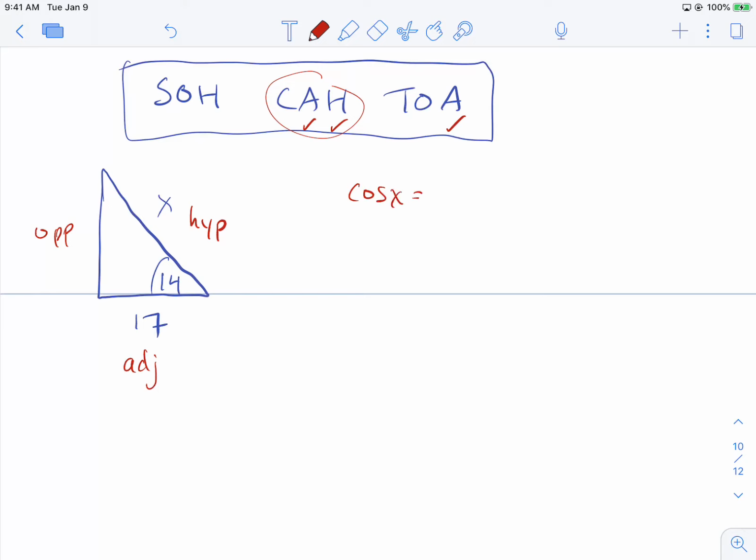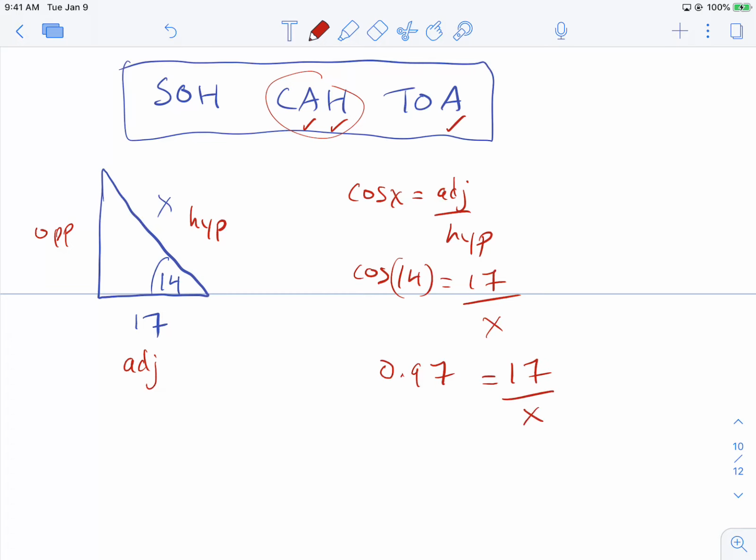So cosine x equals adjacent over hypotenuse. Cosine of our angle, which is 14, equals our adjacent, which is 17, divided by our hypotenuse, which is x. And here we are not solving for an angle, so do not hit your second function. So we have cosine 14, that is 0.97, equals 17 divided by x.